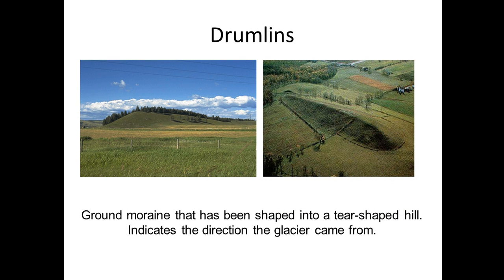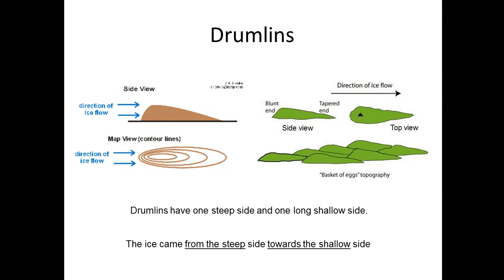Drumlins. Drumlins are a ground moraine that has been shaped into a teardrop-shaped hill. And these are really cool because they indicate the direction that the glacier came from. So see here, we see this kind of teardrop-shaped hill, and we're going to look and see that it shows us which direction the glacier actually moved. So here we have a side view of a drumlin, and we see that it has this kind of steep side here and then a long, shallow side as well.